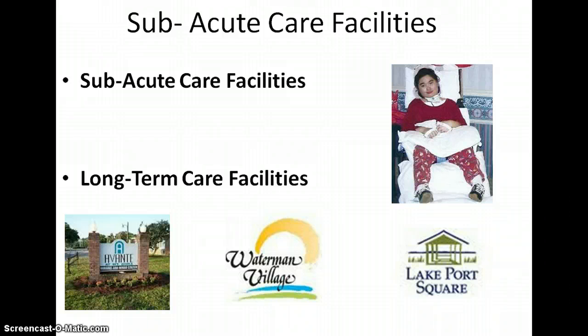And one that we see locally is multiple sclerosis, because they're frequently in their 40s or early 50s, cannot take care of themselves, and family members work or they have children at home, so they have to go into long-term care to be taken care of. Examples would be Avante of Mount Dora or Avante of Leesburg, Waterman Village of Mount Dora, or Lakeport Square.